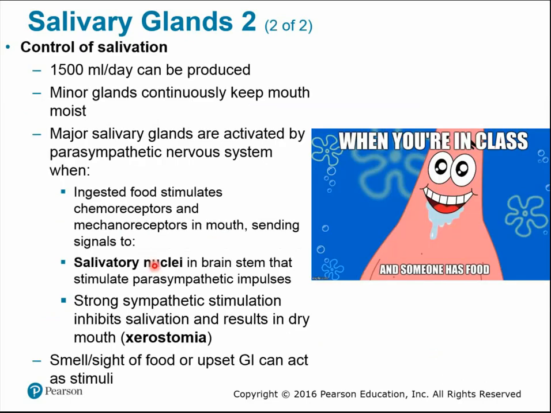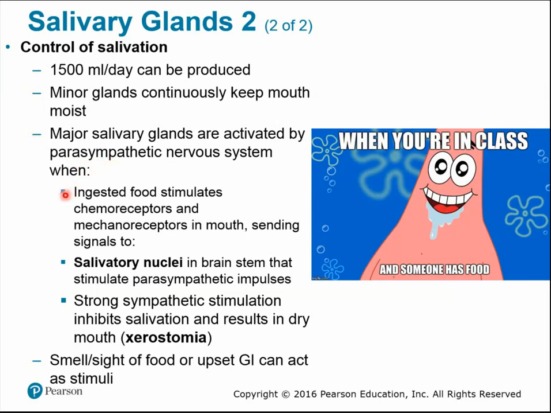So, control of salivation. You can make up to around 1,500 mL a day of saliva, so that's about 1.5 liters. The minor glands are continuously going to keep the mouth moist, and then the major salivary glands are going to be activated by the parasympathetic nervous system. Remember, parasympathetic is the rest and digest. Right? So this can be stimulated a couple ways.